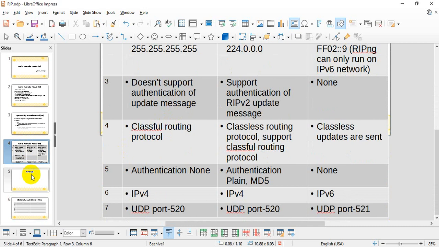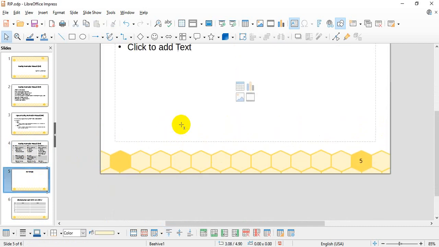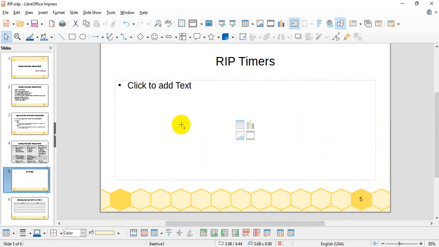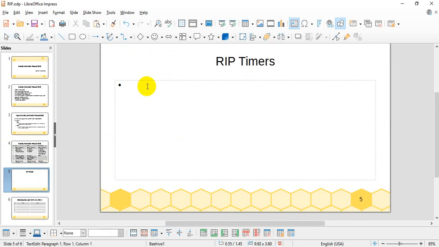And next what we will be doing is talking about the RIP timer. What are the RIP timers, what does it mean, okay. I will talk about everything in detail. There are different kinds of RIP timer. There are 4 kinds of timer in Routing Information Protocol. So what are the types of timer in RIP?